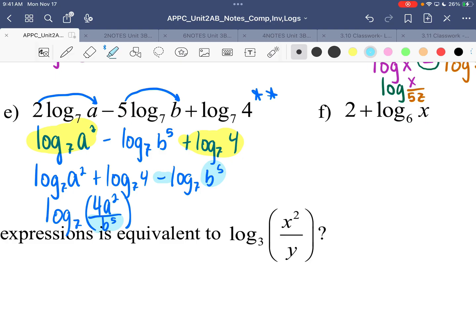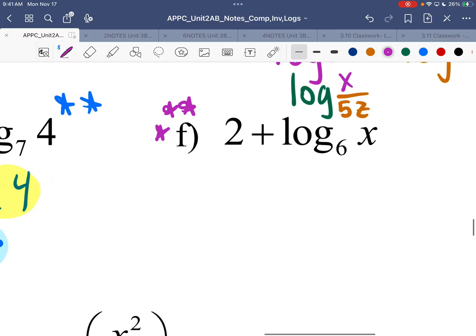Okay, F is another cutesy problem. There's just a number with a 2. I'm going to give it some stars too. I love this one. F is not for fail, it's for favorite.